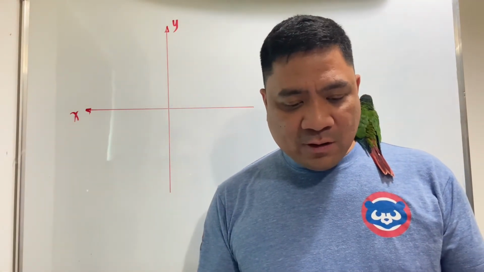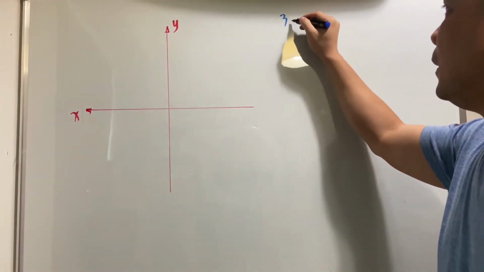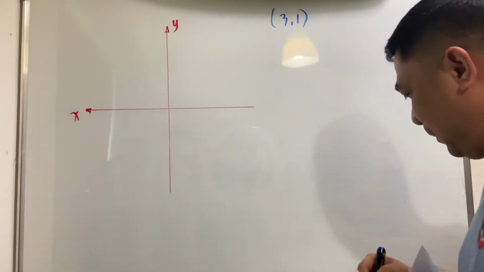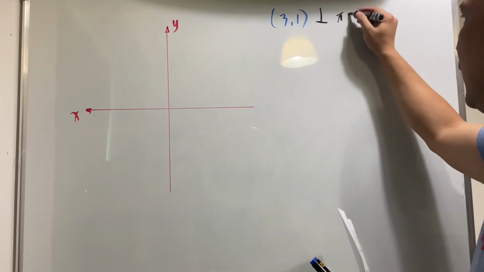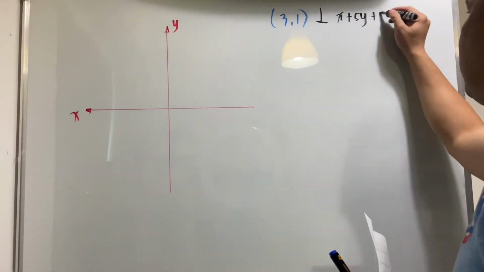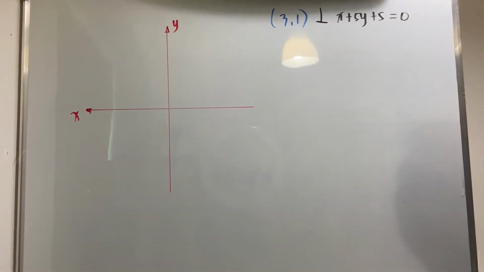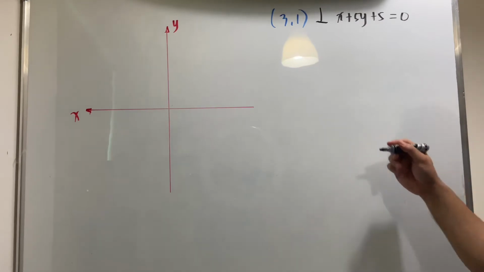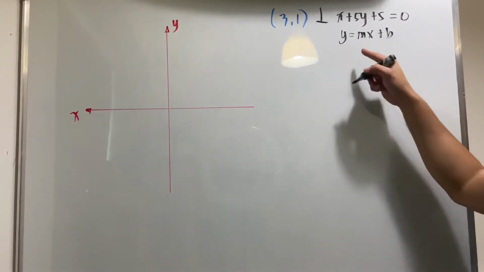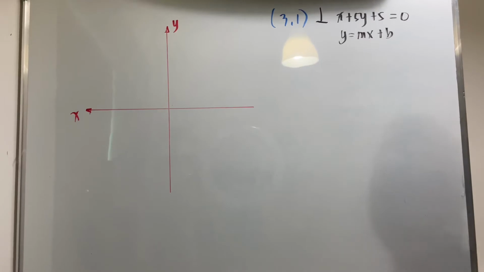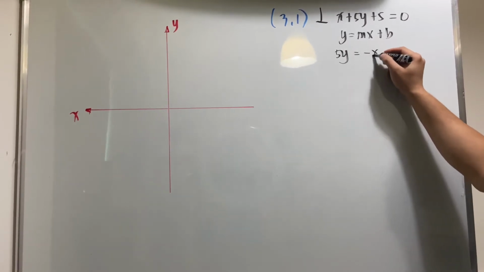Find the equation of the line that is passing through 3, 1, and is perpendicular to the line which has an equation x plus 5y plus 5 is equal to 0. So again, we will do the same. We will have to rewrite this into the slope intercept form, which is y is equal to mx plus b, for us to get the slope of this line and the y-intercept. So let's try. That will be 5y is equal to negative x minus 5.